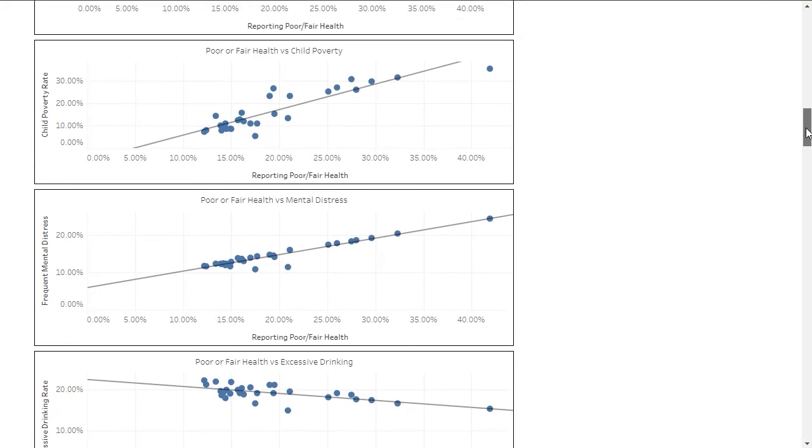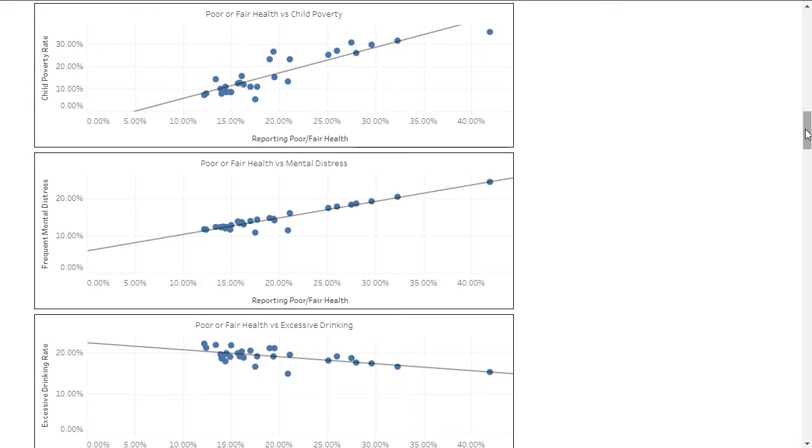And then we look at reported poor or fair health compared to mental distress. Mental distress is the percentage of adults who reported 14 or more days in which they feel that they have stress, depression, or problems with emotions over the past 30 days. So the higher the rate, the poorer the mental health.